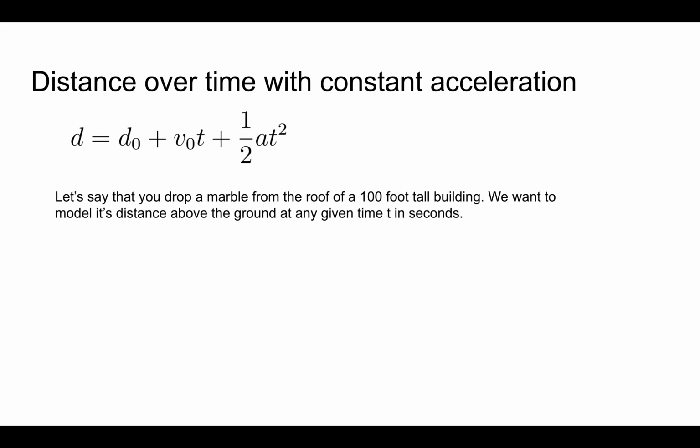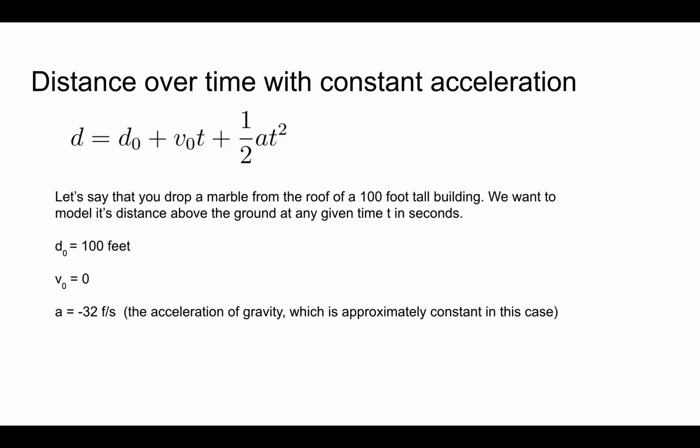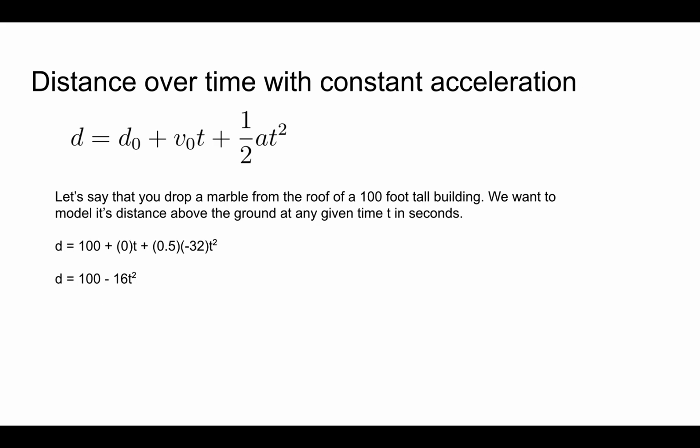So let's say you drop a marble off a roof of a 100-foot tall building. Let's create a model for its distance above the ground at any time t. So d naught is 100 feet, v naught is 0, and a is negative 32 feet per second squared, the acceleration of gravity, which is approximately constant in this case. And it's negative because it's going down, but our distance is measured as distance above. So the acceleration is opposite the direction that we're measuring the distance from.